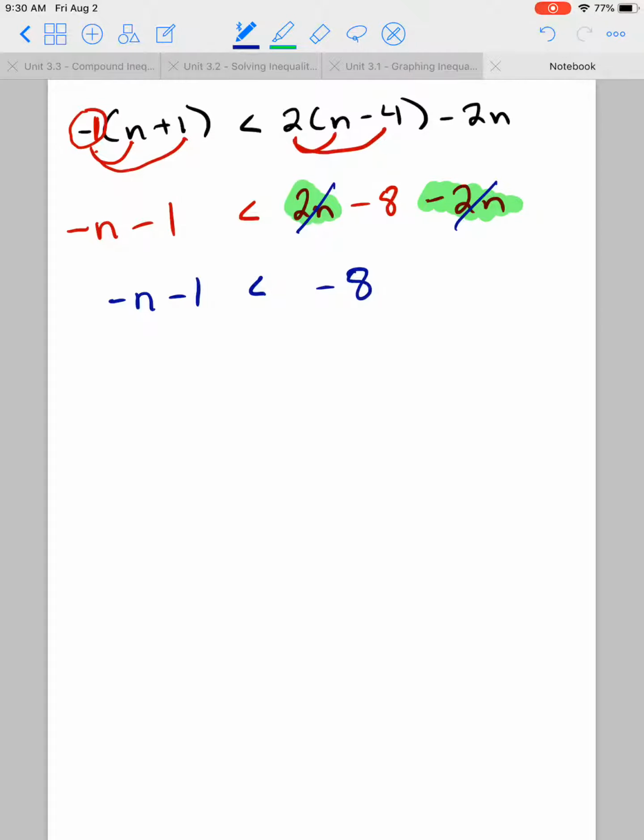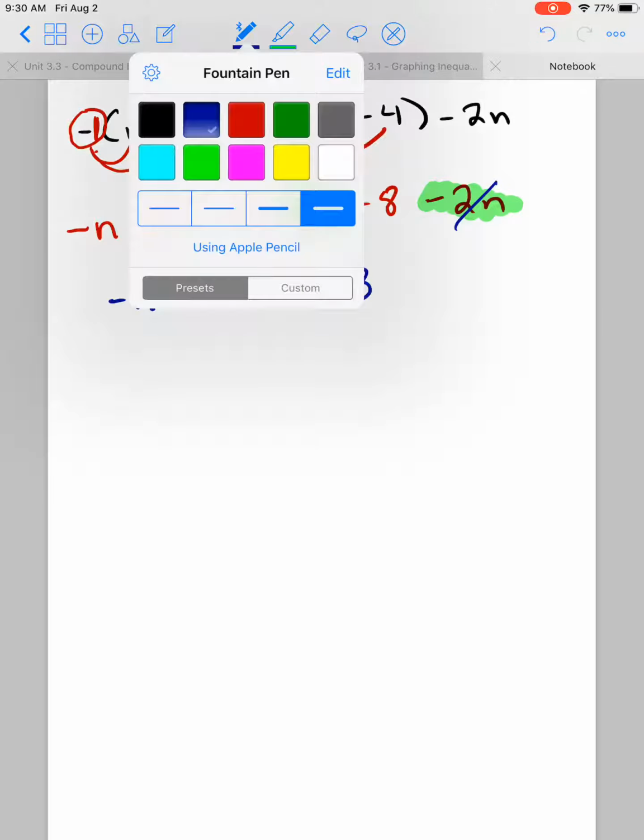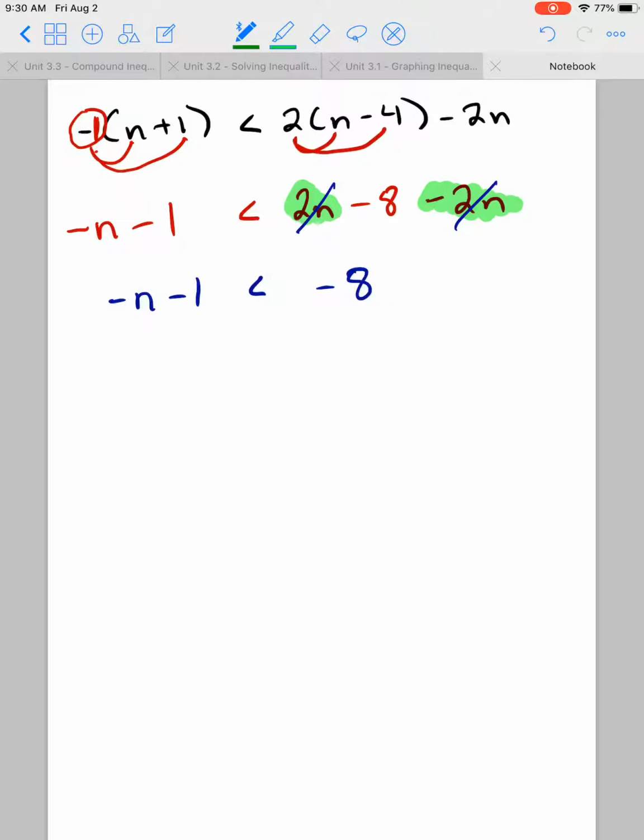I need to get my constants on the same side. So to do that, I'm just going to add 1, add 1. I have -n is less than -7. Now, some people are going to see that and say, I'm done. There's nothing else to do. But my variable has to be a positive. And right now, if you see, it's a -n. And to get rid of that negative sign, all I'm going to do is divide by -1.